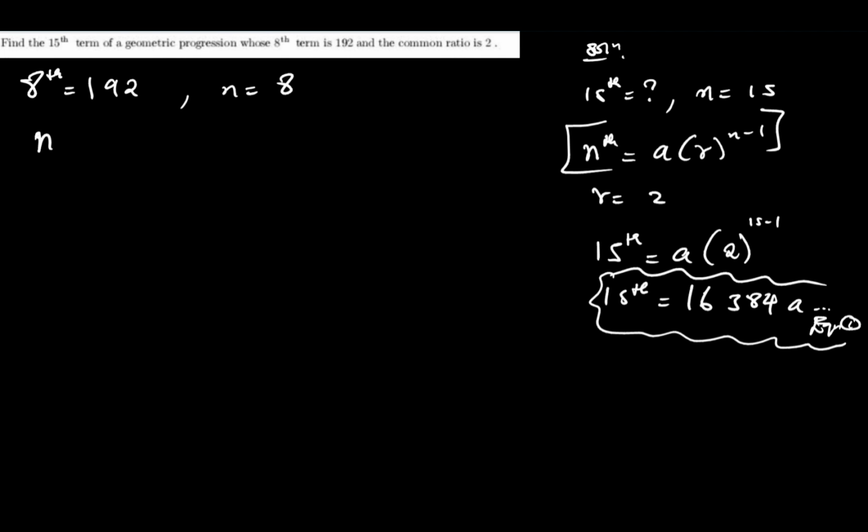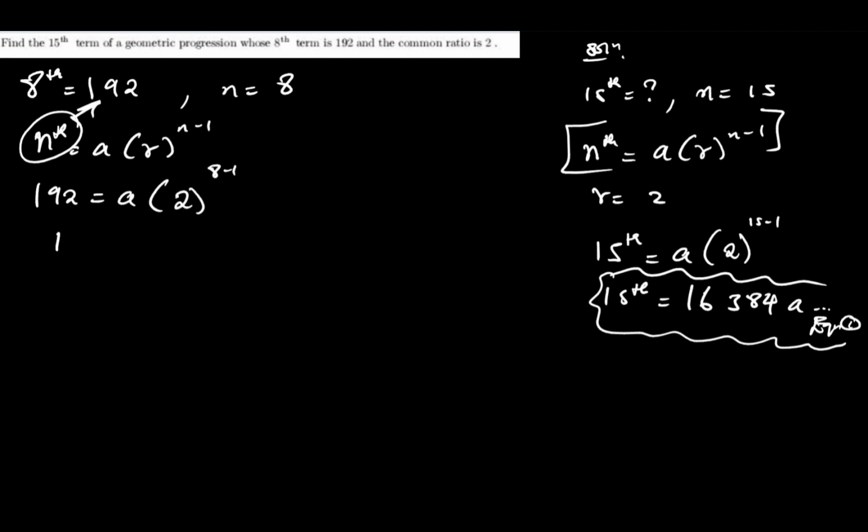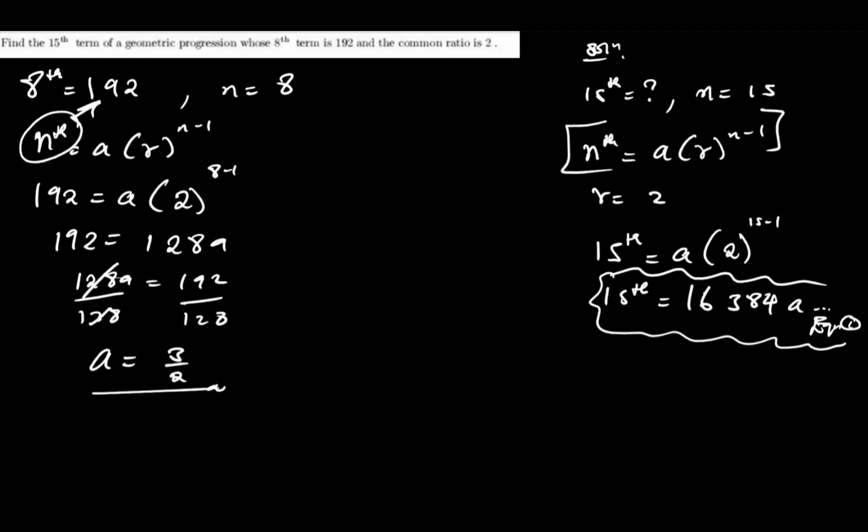So we're saying that the nth term is equal to a, open brackets, r to the n minus 1. So the value of this is given to be 192, being equal to the first term, which we don't know, and the common ratio is 2 to the power 8 minus 1. So having 192 being equal to, if we simplify this on our calculators, we'll be getting 128a. So 128a is equal to 192. Divide by 128, divide by 128. You have a being equal to 3 over 2. That's the value of the first term.